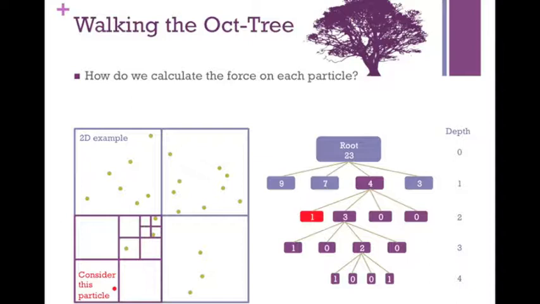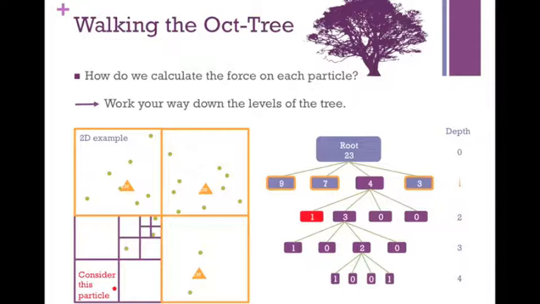Let's look at the particle highlighted in red here and try to calculate how much force it feels from the rest of the particle distribution. The way to go about this is to work our way down the tree on the right-hand side. At the first level, 3 of the cells are located far enough from our particle that we can approximate their content by the center of mass.